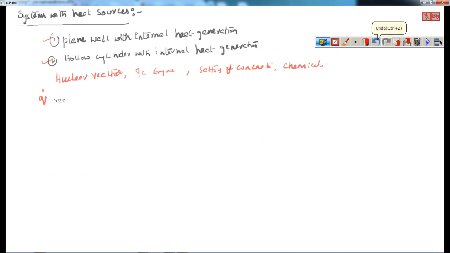The unit of this is going to be watt per meter cube. It means the heat generated per unit time per unit volume, denoted as q dot. Along with this, there is heat conduction also, which I will take into consideration. First I will take the case of a plane wall with internal heat generation.